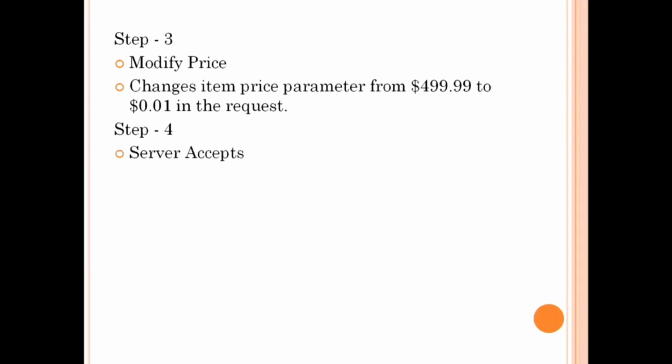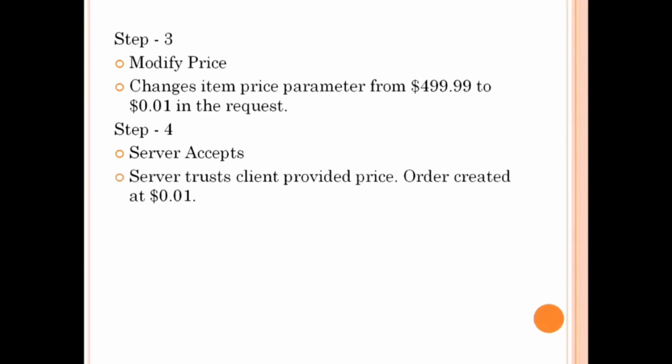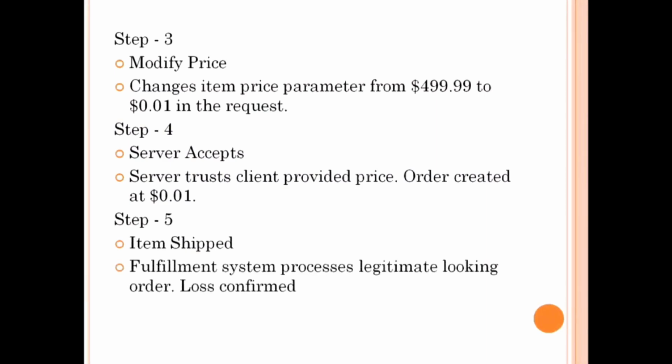The fourth step is the server accepts. Here the server trusts the client-provided price, so the order will be created at $0.01 only. It will not be calculated at $499.99. Next, step 5 is the shipping. Here the fulfillment system processes a legitimate-looking order but the loss is confirmed. It was quoted on the website, but the middleman intercepts the request and changes the price. In that case, the loss is confirmed.